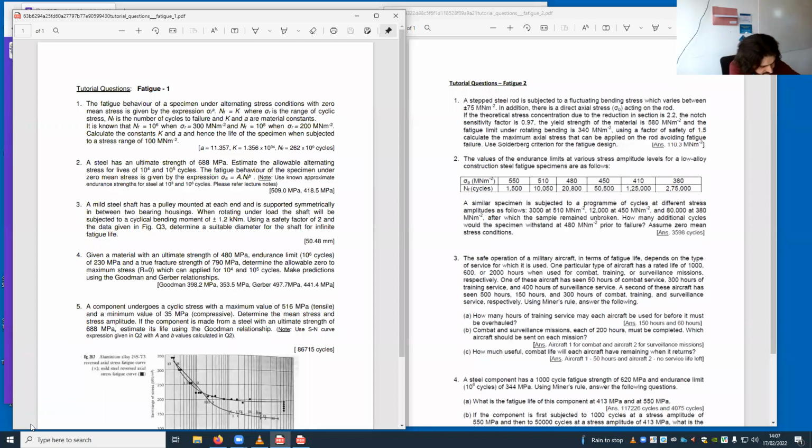Okay, so for a stress range of 300 megapascal, our number of cycles to fatigue is 1 million, 10 to the power of 6 cycles. And for a stress range of 200 megapascals, our number of cycles to fatigue is 100 million. So 10 to the power of 8 cycles.